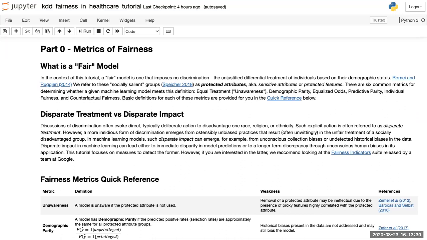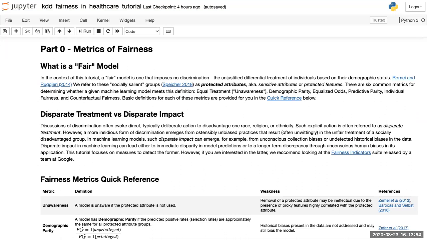So as we mentioned at the beginning of the talk, we define a fair model as one that imposes no discrimination, no unjustified treatment of individuals in socially salient groups. We refer to those as protected attributes in terms of these models. Sometimes they're also known as sensitive attributes or protected features, sensitive features. But how is it that we quantify that fairness?